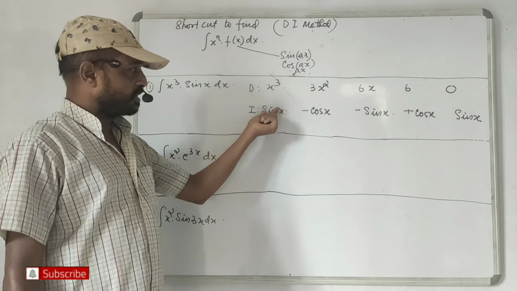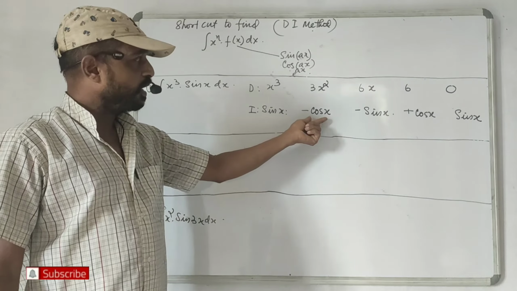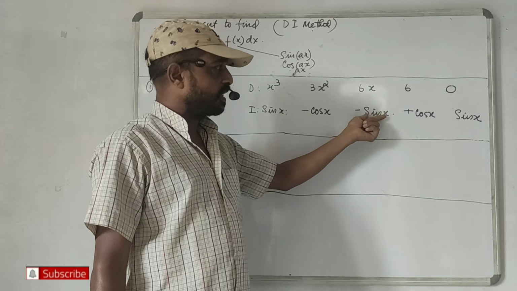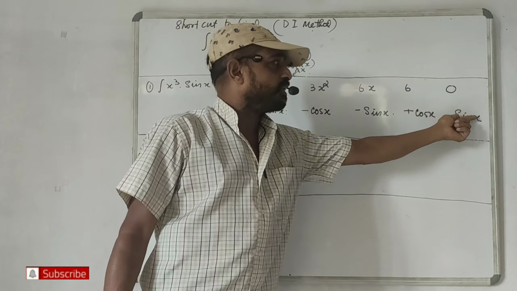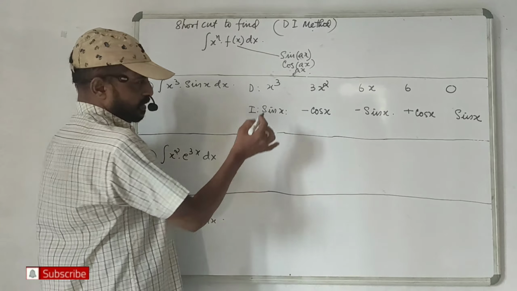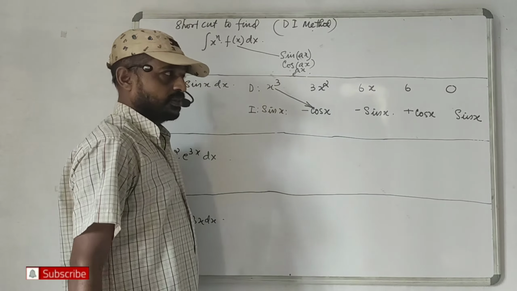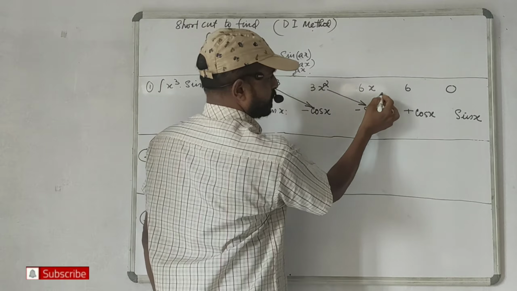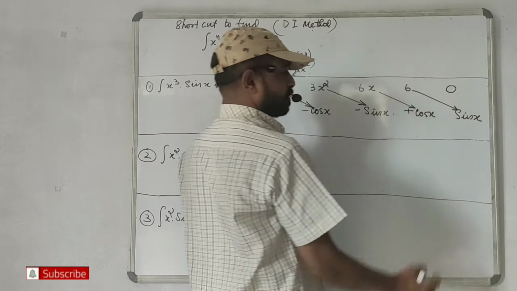The second function is sin x. The integral of sin x is minus cos x, and the integral of minus cos x is minus sin x. What is the integral of minus sin x? It is plus cos x. What is the integral of plus cos x? It is sin x. Now you will have to put arrows like this. The first arrow is like this, and keep on putting arrows like this, and the last arrow is like this.